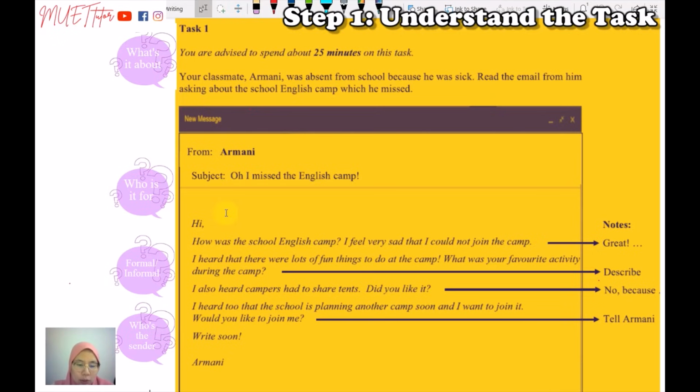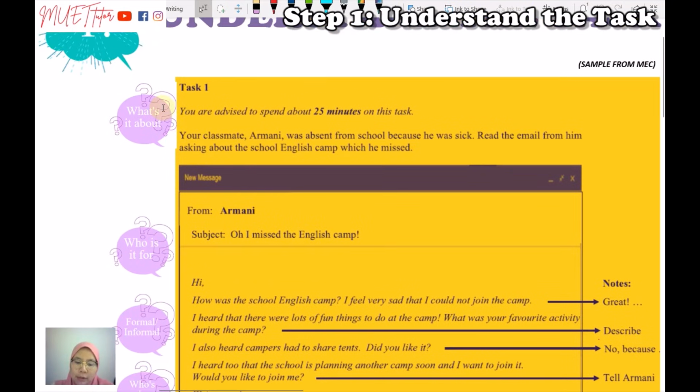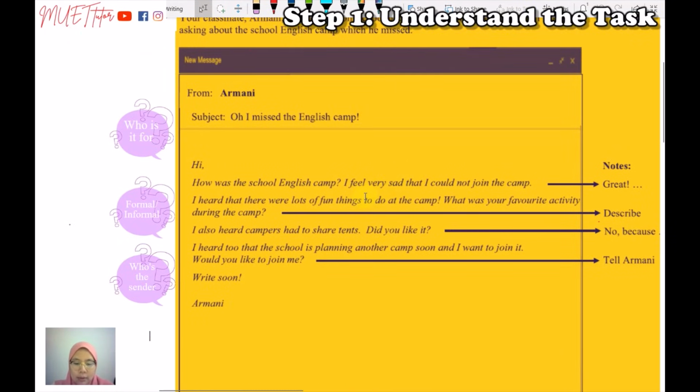And then the next question we should ask ourselves is, what's the letter or email about? And for this one, usually the answer is in the statement above here. It's about the school English camp which he missed. So throughout the email, Armani is talking about the camp, and this is where your background knowledge or personal experience comes in handy. When you know what's involved in a camp and you've been into a camp, you'll know what are appropriate words or names to be put into your reply, and this way you could gain more marks.